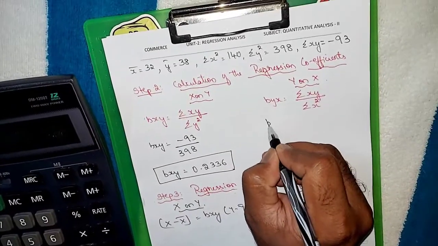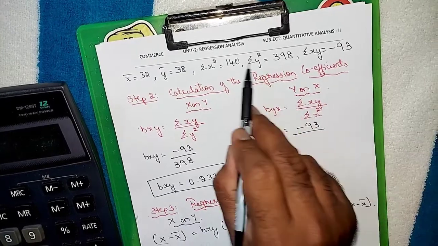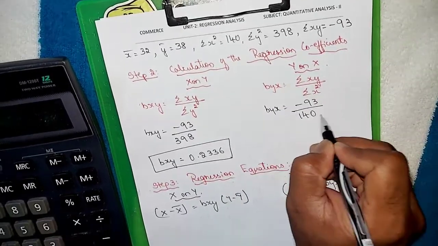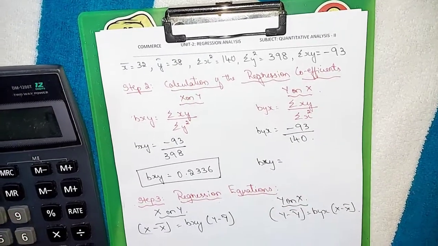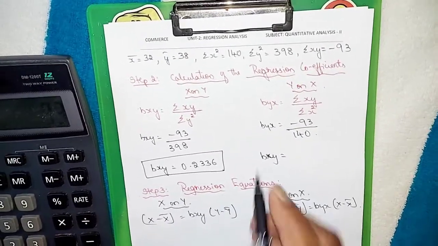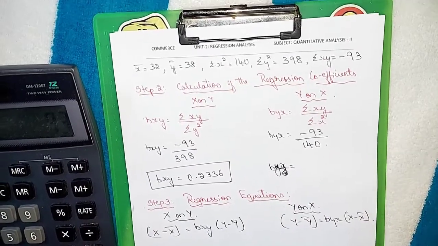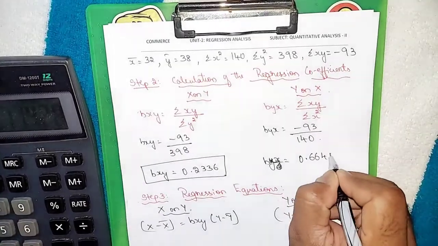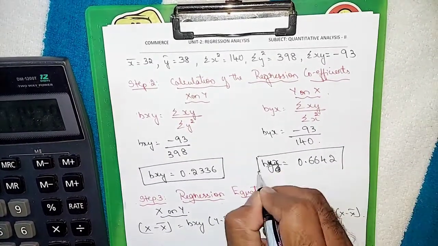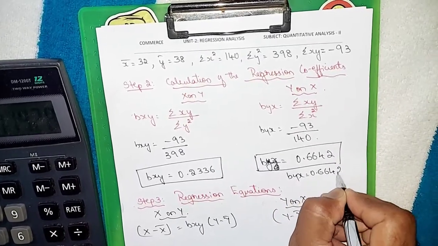Similarly, byx is equal to sigma xy, that is minus 93, divided by sigma x square, which is 140. Therefore byx is equal to minus 93 divided by 140, which is minus 0.6642.